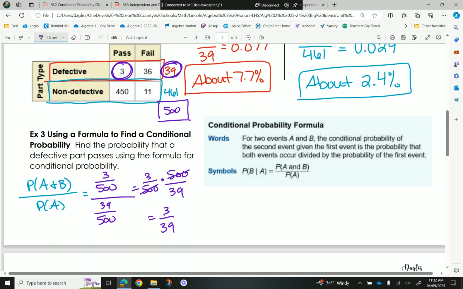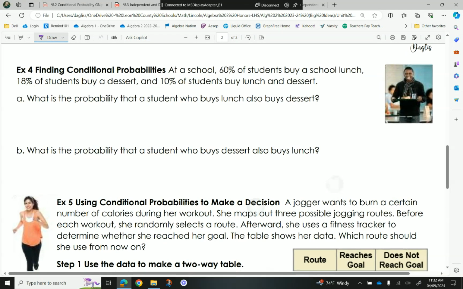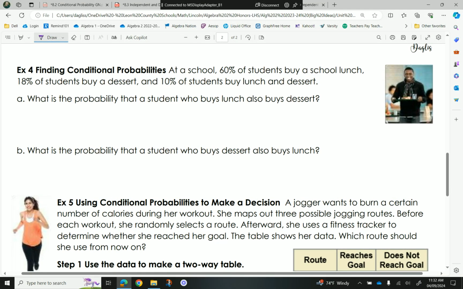On the back, we have people buying lunches. You good? Okay. So here we go. At a school, 60% of students buy a school lunch. 18% of all students buy a dessert. And then 10% of all students buy lunch and a dessert. What is the probability that a student who buys a lunch is also buying a dessert?